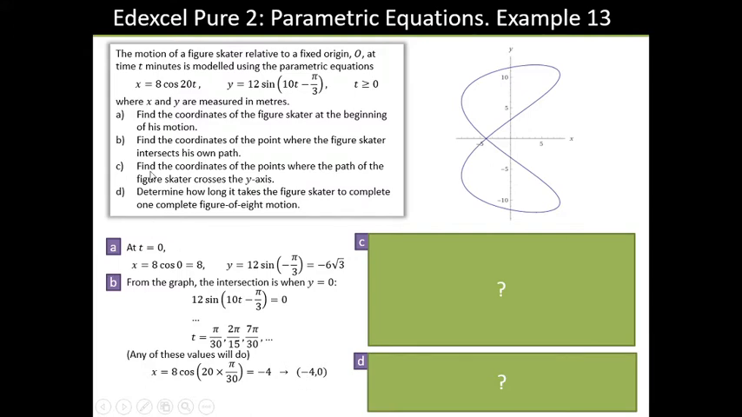Part C, find the coordinates of the point where the path of the figure skater crosses the y-axis. Again, pause, have a think about it, and have a go.